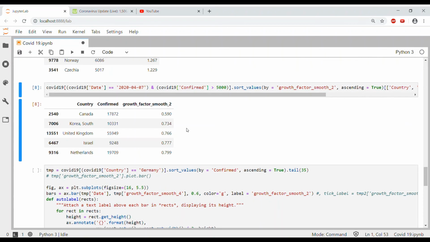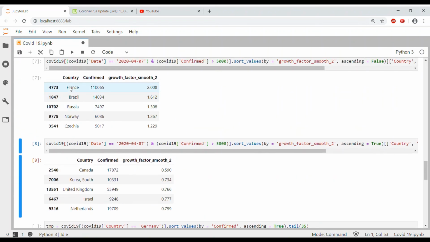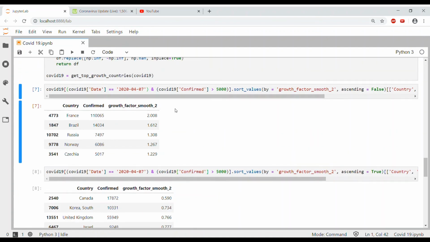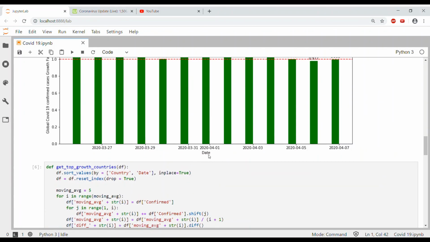Yeah, so these are the 10 countries to watch out for. These countries should try to go down in terms of growth factor. Yeah, those are my 2 cents, and I hope it gives you some insights into the growth factor.